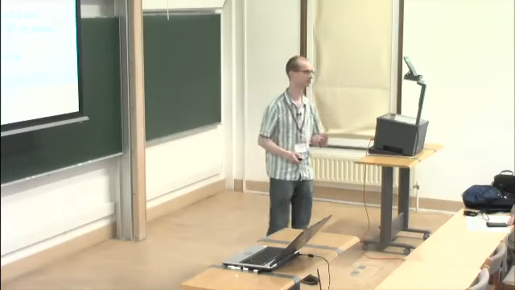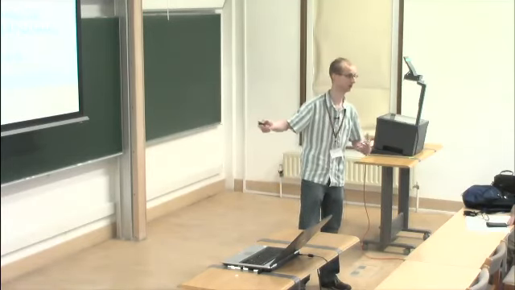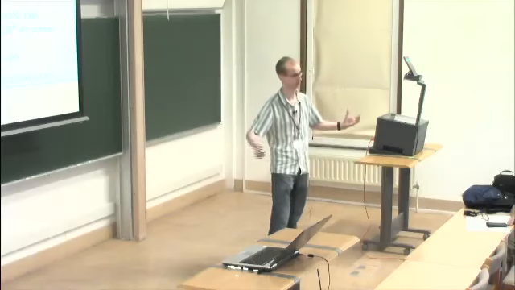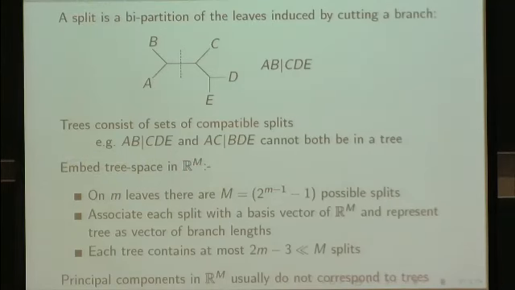But the problem is that we've got very few branches in each tree, very few positive numbers. All the rest are going to be 0 in our vectors, compared with the size of the space we're embedding in. So we've got this very sparse data, and the principal components you get out don't really correspond to trees. So what we want to do is something intrinsic to the geometry of tree space.